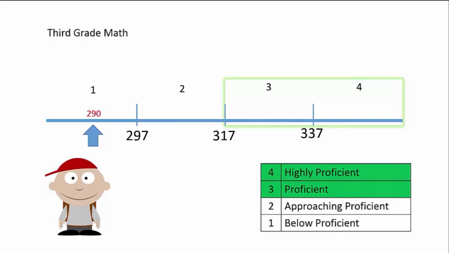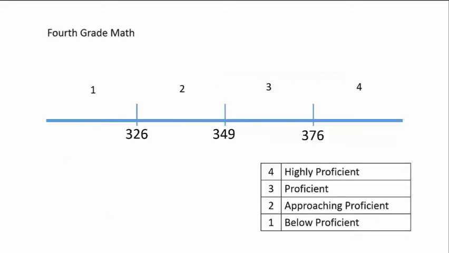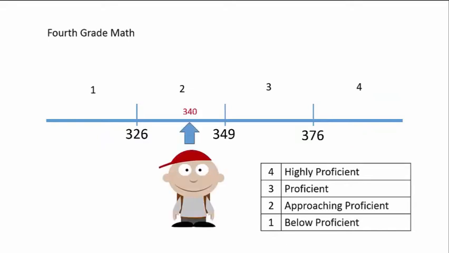In addition to knowing whether or not a student was proficient, a student's growth in ability from year to year is also helpful information for instruction. In the following year, Anthony completed his fourth grade math test and scored a 340. According to the cut scores for the fourth grade test, Anthony is considered a level 2, or approaching proficient.